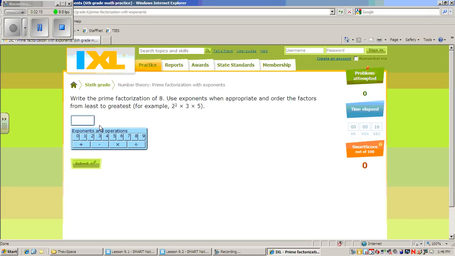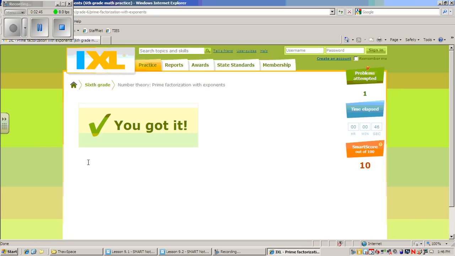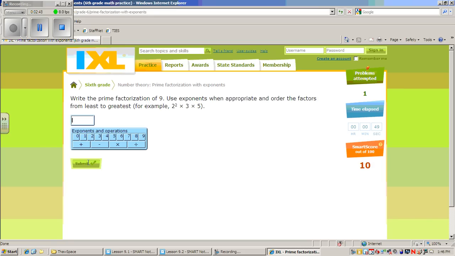All right, so if I were to break down 8, I could use 4 and 2. I know 2 is prime already. And then if I break down 4, that would give me 2 and 2. So I want to use exponents, so I want 2 to the 3rd power. 2 to the 3rd would be 2 times 2 is 4 times 2 is 8. Let's try it. Good. All right, on to our next one.